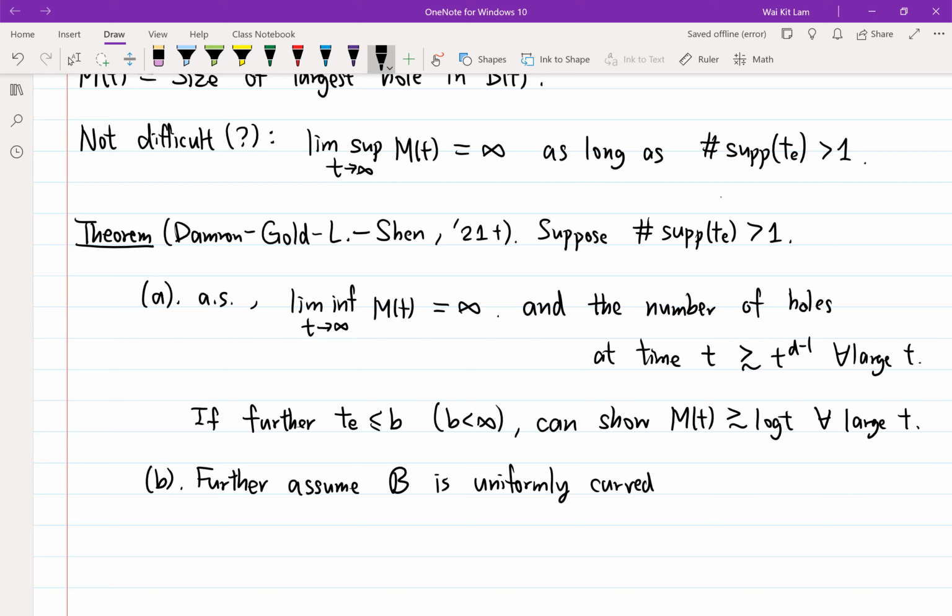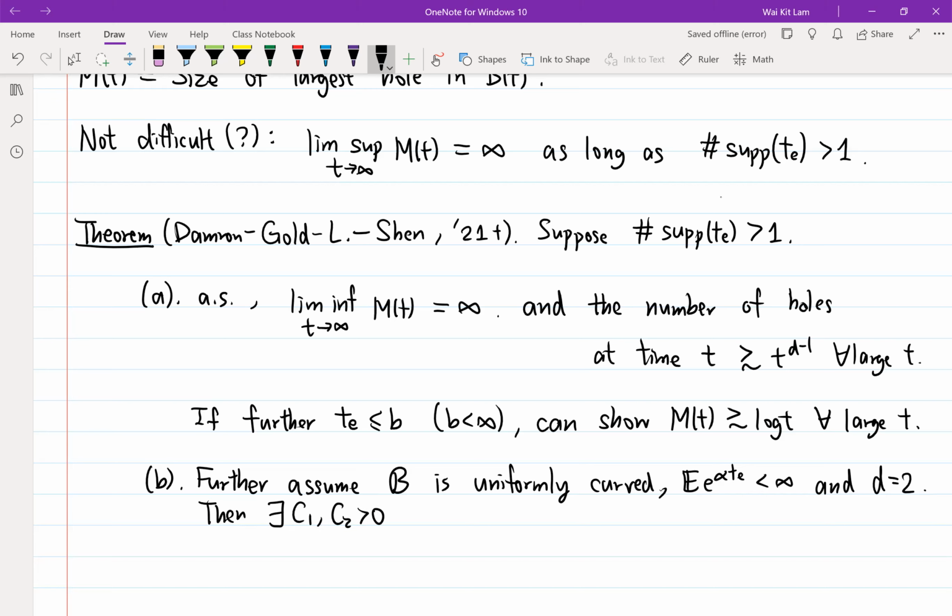Again, I have to emphasize that this uniform curvature is not proved. But again, it is widely believed to be true. And we assume some exponential moments. And we assume we're in 2 dimensions. Then we're able to give an upper bound for the size of the largest hole.